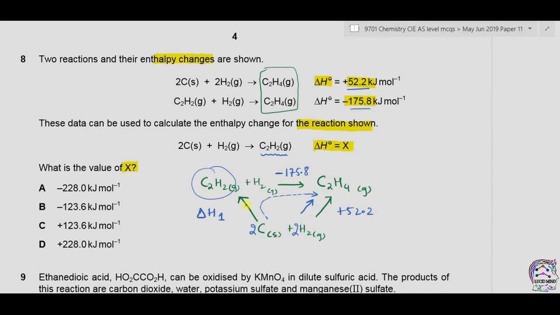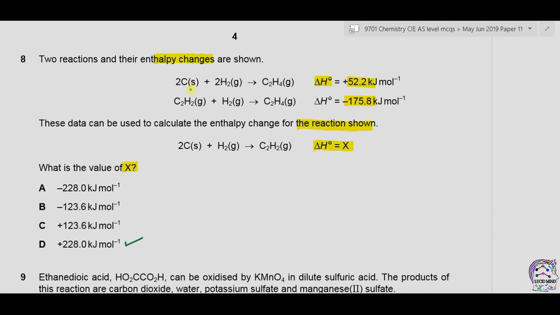Now applying Hess's law, the energy change in 2 steps is equal to the energy change in 1 step. So we can write del H1 plus negative 175.8 equals plus 52.2. Now finding value of del H1, the answer is 228. It corresponds to part D.